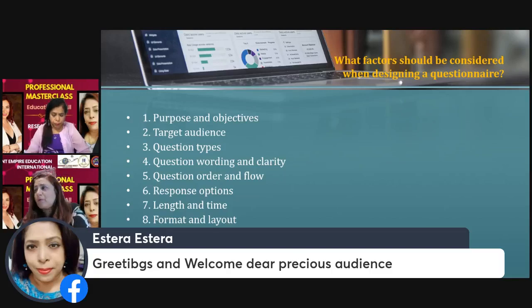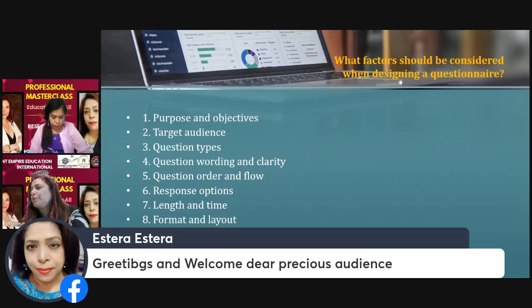Then the question order and flow, because you need to start with easy and engaging questions to encourage participation. Then try to group similar topics together. Avoid sensitive or difficult questions at the very beginning, and also try to use a logical sequence that feels natural. The response options. This means that we need to provide exhaustive and mutually exclusive options for closed questions. We can use balanced scales, for example, Likert scales with equal positive and negative options, and include not applicable or don't know options if appropriate.